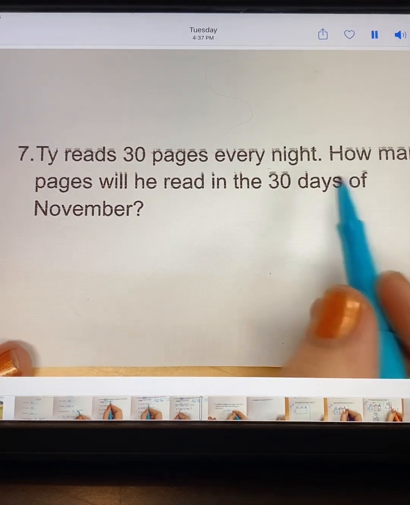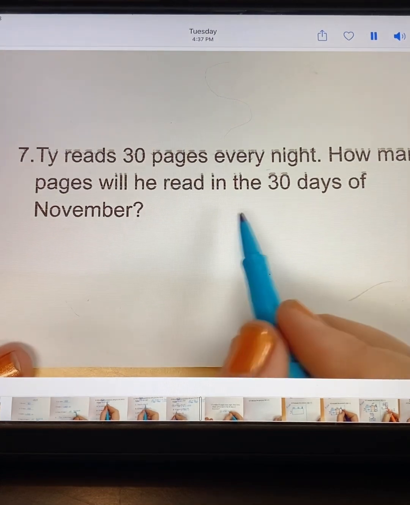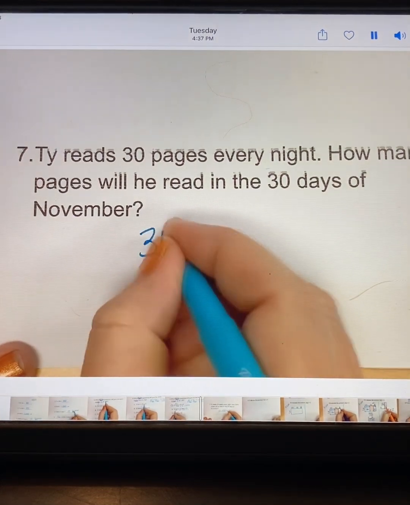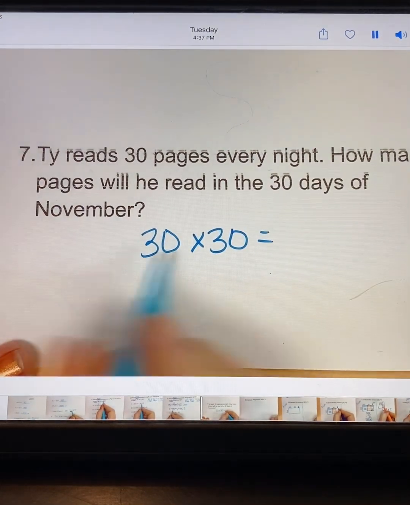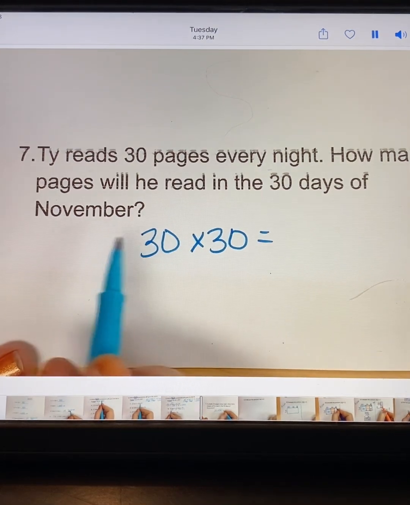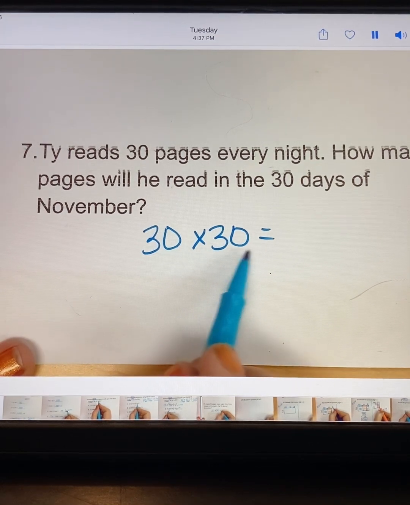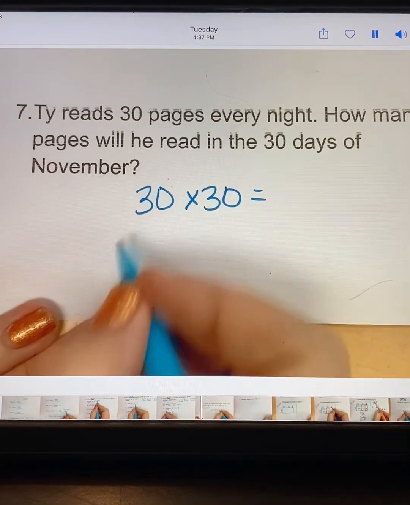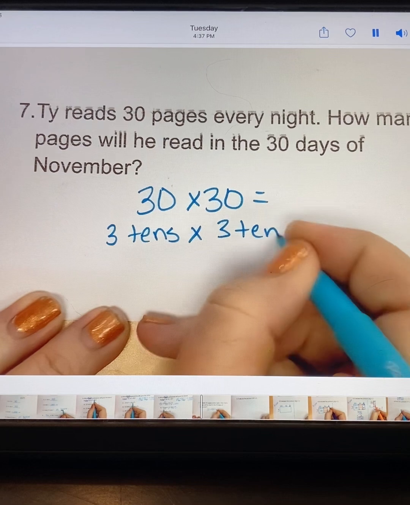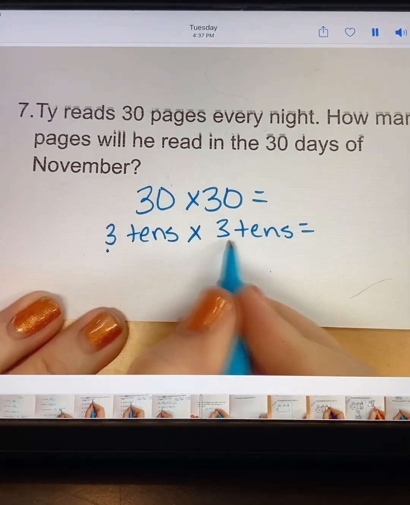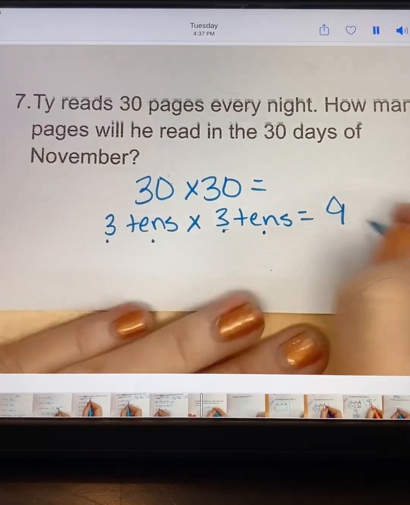Ty reads 30 pages every night. How many pages will he read in the 30 days of November? So we have 30 pages every day for 30 days. So let's see how many pages he'll read in the month of November. Okay, this is the same thing as saying I have 3 tens times 3 tens. So I could write 3 tens times 3 tens. Again, I know 3 times 3 would be 9, and 10 times 10 is 100.